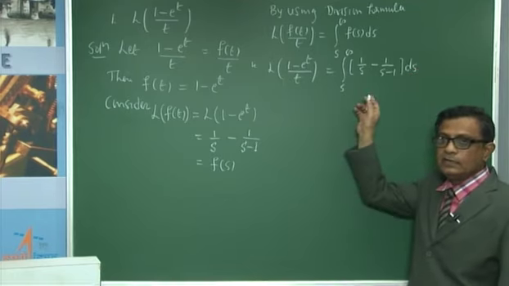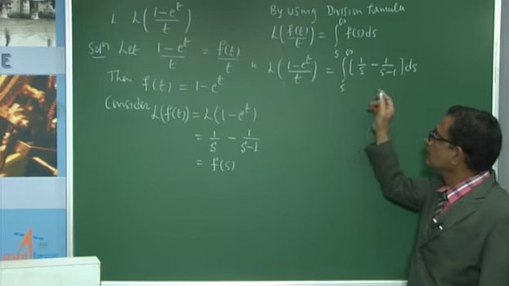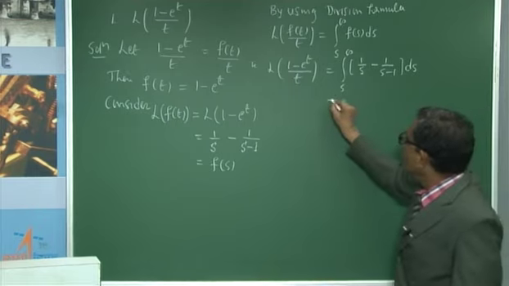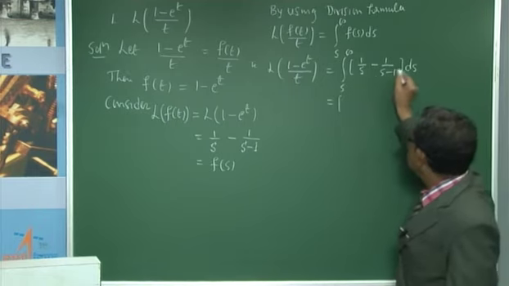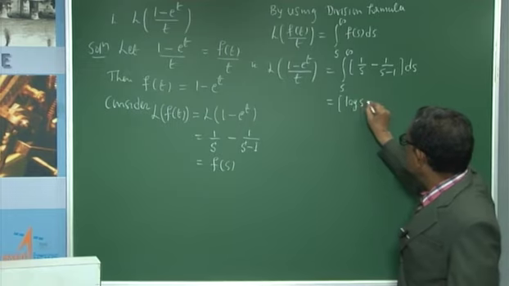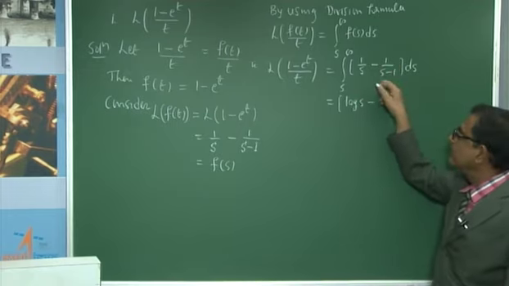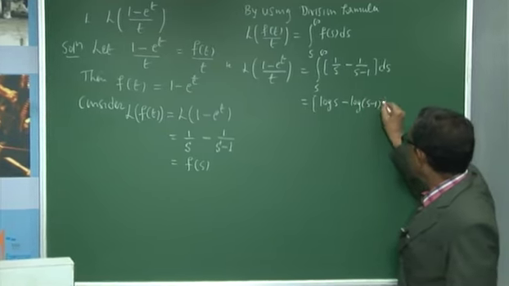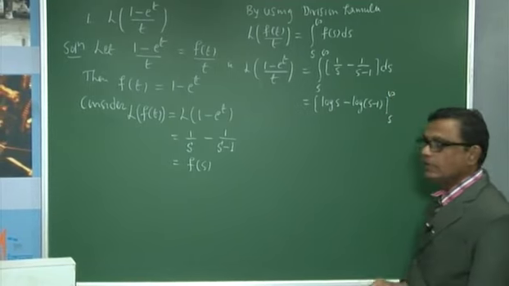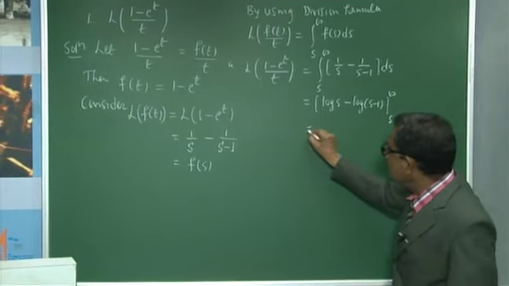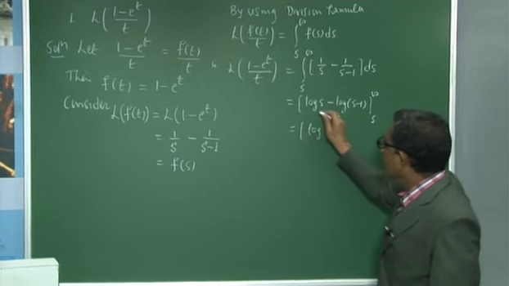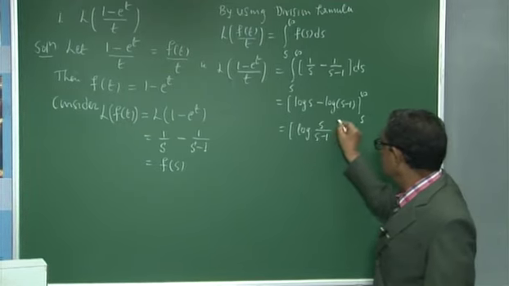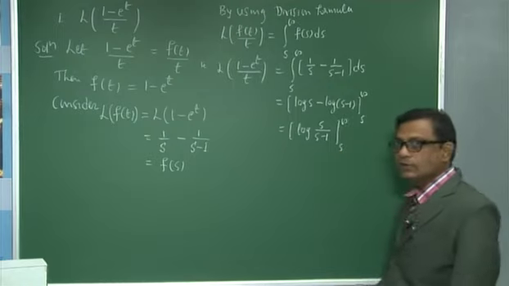Now integrate with respect to s between the limits s to infinity. Integration of 1 by s with respect to s is log s, and integration of the second term, 1 divided by s minus 1, is log of s minus 1, from s to infinity. Now simplify. Using log m minus log n equals log m by n, it is log of s divided by s minus 1, from s to infinity.